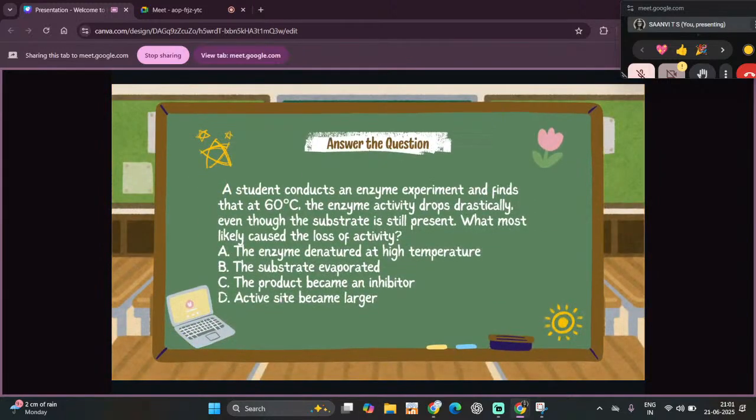So, there's a question for you, everybody. Let's try to answer this as quickly as possible. So the question is as follows. A student conducts an enzyme experiment and finds that at 60 degrees, the enzyme activity drops drastically, even though the substrate is still present. What most likely caused the loss of activity? Option A is the enzyme denatured at high temperature. Option B is the substrate evaporated. Option C, the product became an inhibitor. And option D, active site became larger. Let's wait for 2 minutes while you guys cook up the answers and type them out in the chat box.